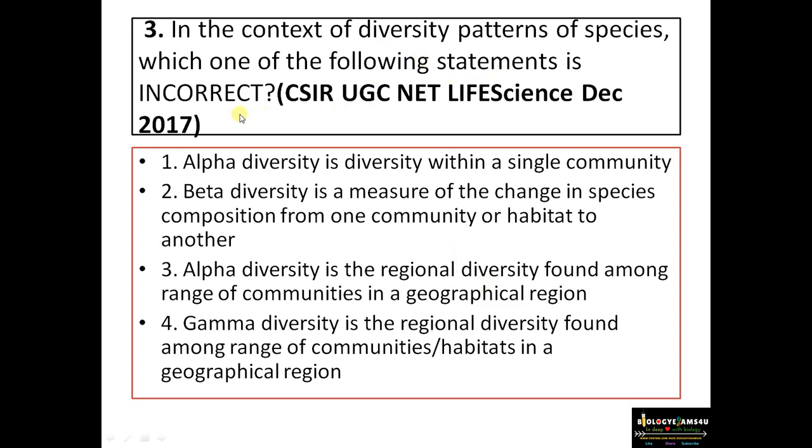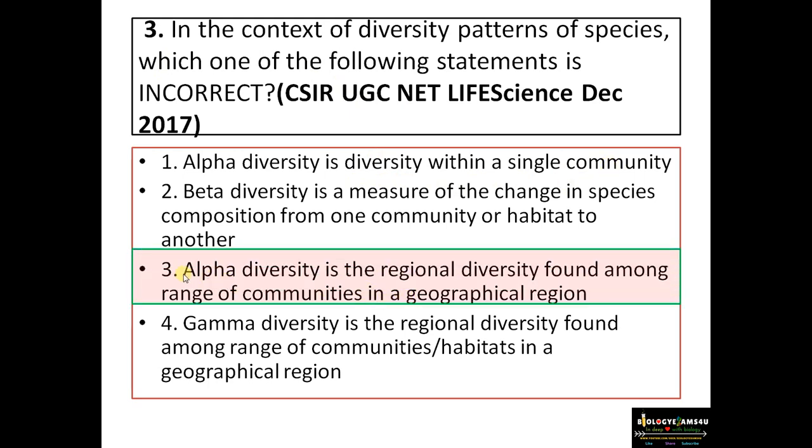Here also the question is you have to pick the incorrect statement. Here in the options, alpha diversity is mentioned twice. Therefore, the chance of it becoming the right answer is very high for alpha diversity. Alpha diversity is a diversity within a single community. If you know this, then this is the wrong statement: alpha diversity is a regional diversity found among a range of communities in a geographical region. So you can pick options like this. If you know a little bit of the topic, you have to read, you have to reread, and you have to read between the lines to get this.